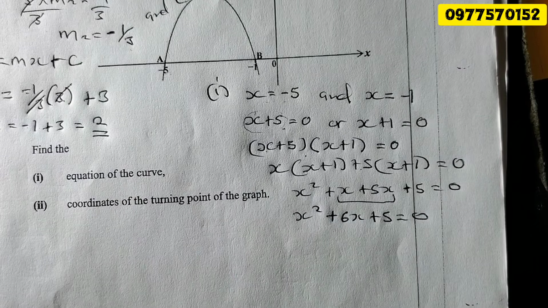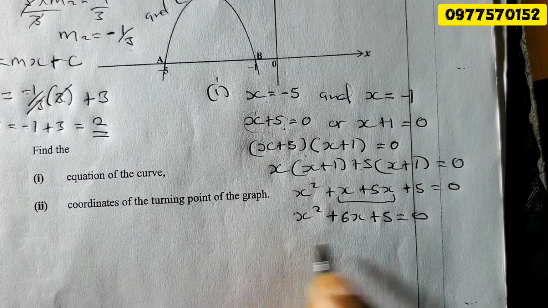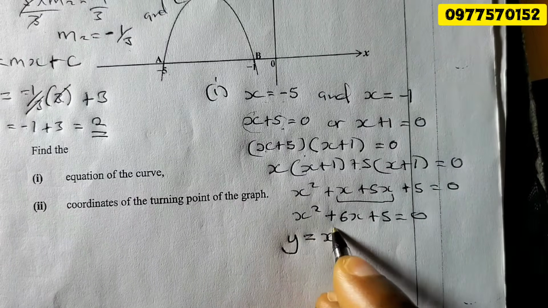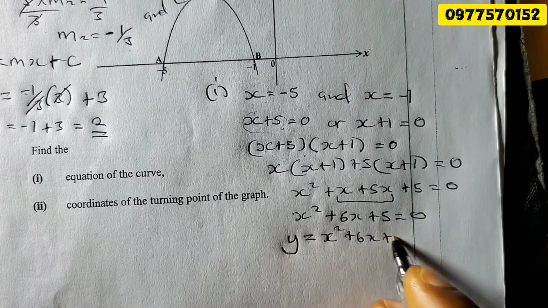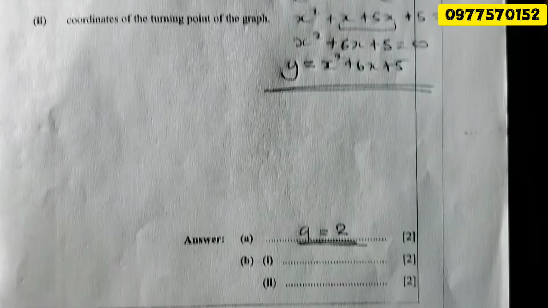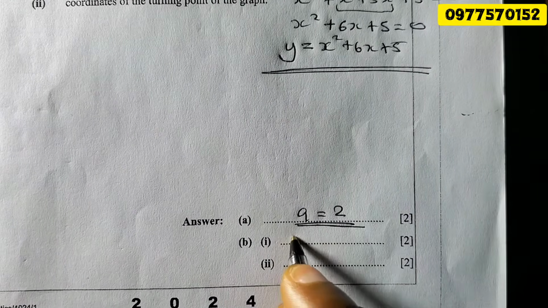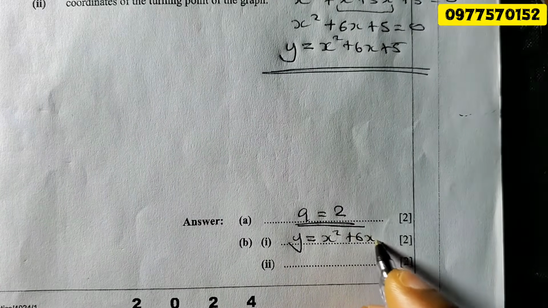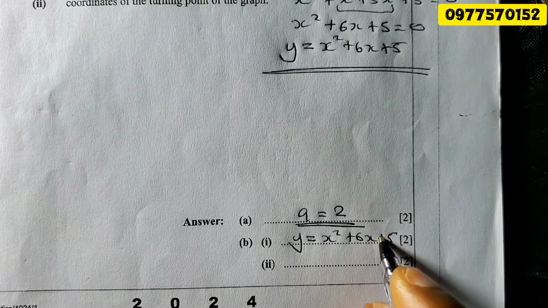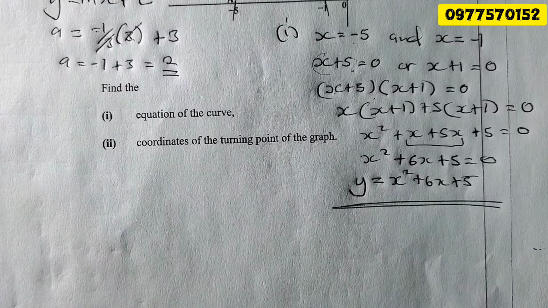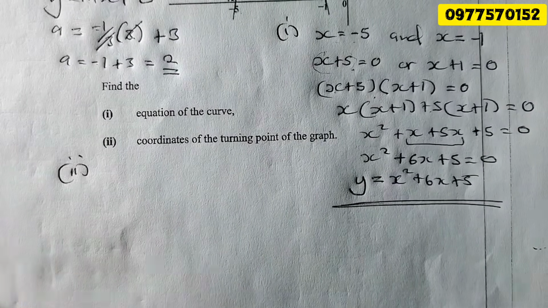Now, we want to write it nicely, so we're going to replace y with 0. So we're going to say our equation is y is equals to x squared plus 6x plus 5, and this is the answer. So let's replace this one here. Y is equals to x squared plus 6x plus 5. Mathematics is romantic. Mathematics is simple. Mathematics is sweet. So number 2, this is number 2.